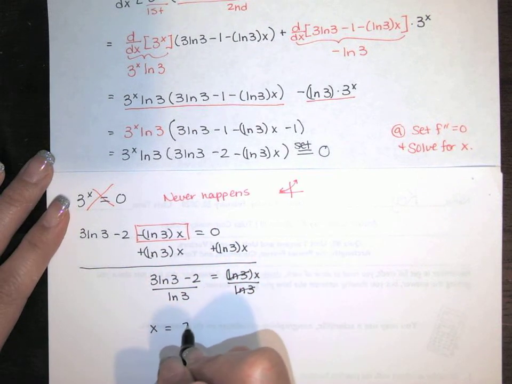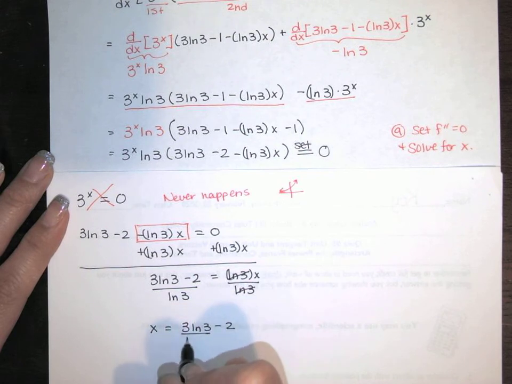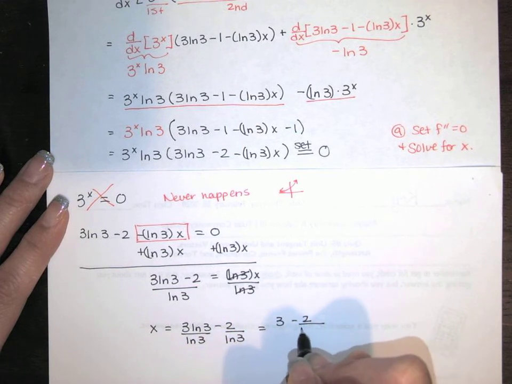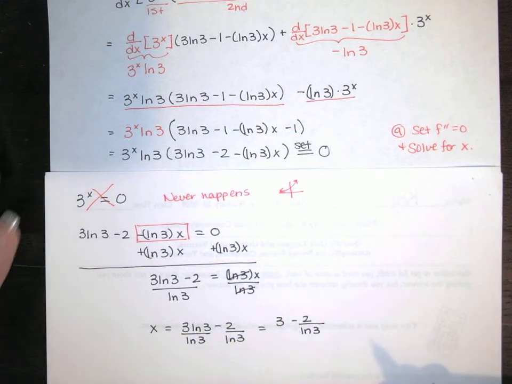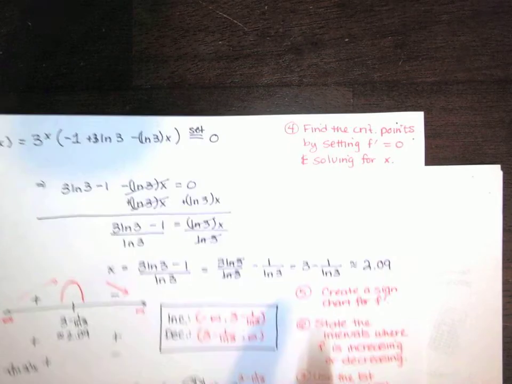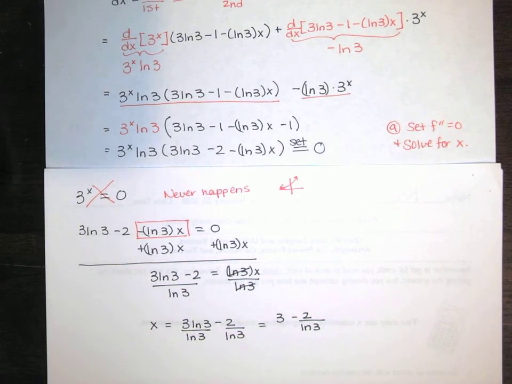So x equals 3 natural log of 3 minus 2. And you can divide both terms by natural log of 3 if you want to. So we get 3 minus 2 over natural log of 3. Very similar to our critical point from earlier. Earlier we had 3 minus 1 over natural log of 3. Now we have 3 minus 2 over natural log of 3.